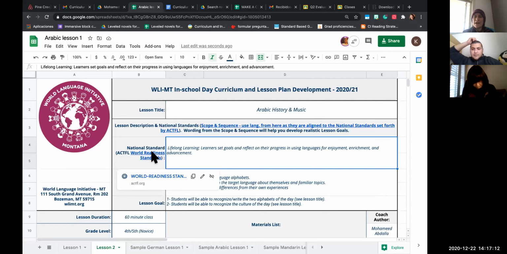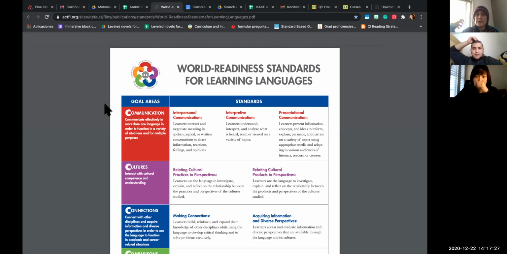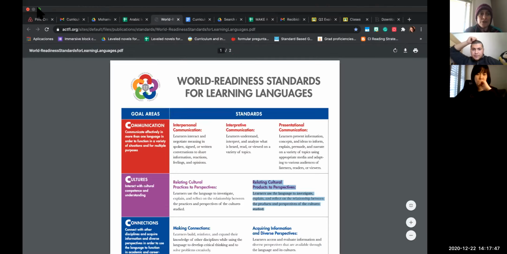Yeah. So here, what I would do, if you want, we can pick this out now or do it later. We can do it now. Okay, so we would pick out a standard that you want them to be able to work toward. Standards are really big goals, right? We're going to go with the second culture one, relating cultural products to perspectives. Perfect. Learners use language to investigate, explain, and reflect on. I think you already had that one in there.